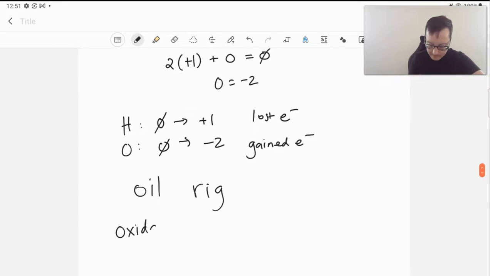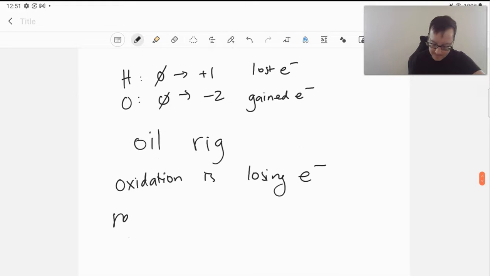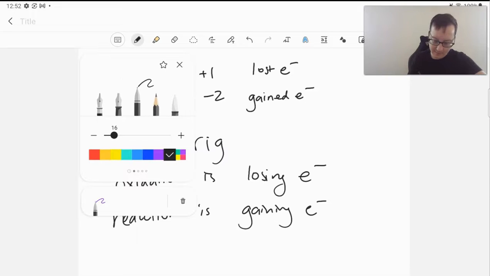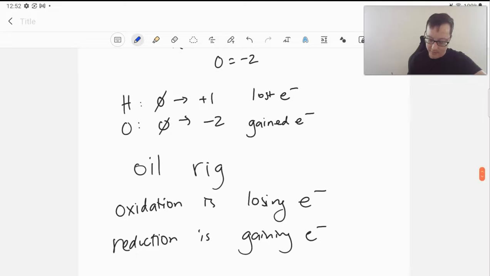Oxidation is losing electrons. Reduction is gaining electrons. OIL: oxidation is losing. RIG: reduction is gaining. That's how we can remember this. So if we have lost electrons, that is oxidation. And the process of gaining them would be reduction.